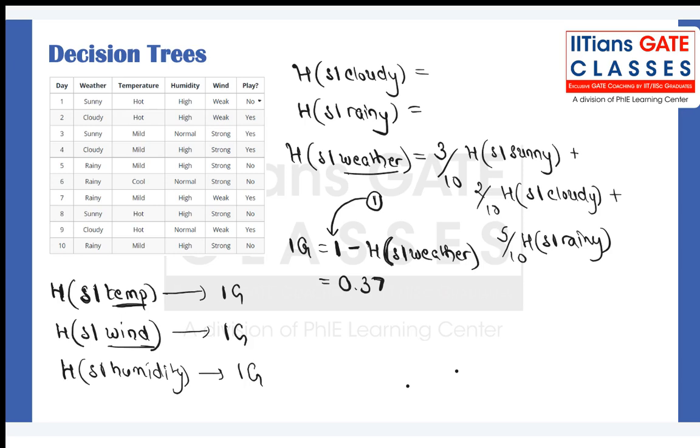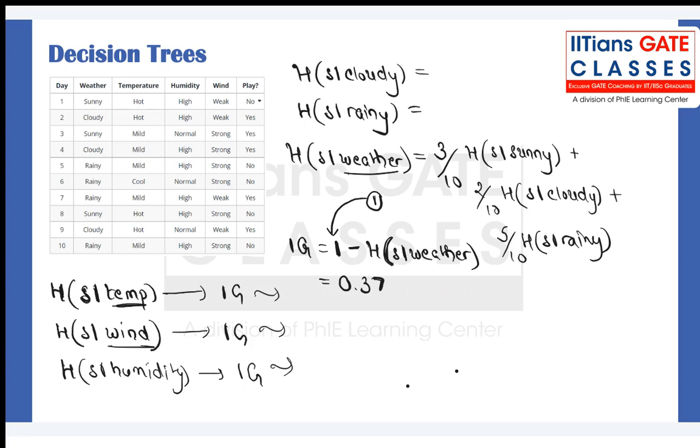Similarly, there will be some value for this one, some value for this one, some value for this one. So which split will actually reduce your uncertainty the most, which means which split will give you the maximum information gain, is the one that you will select as your next feature.